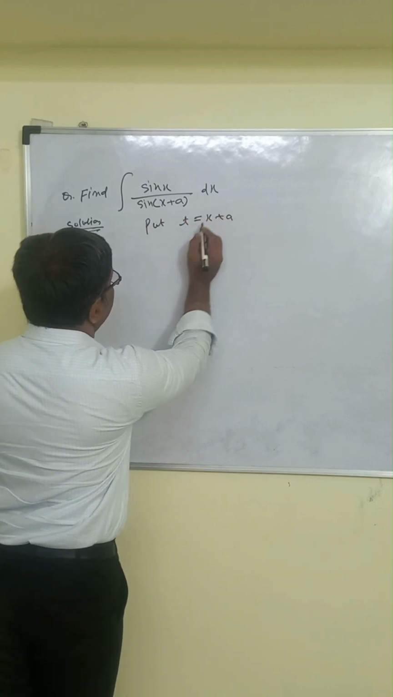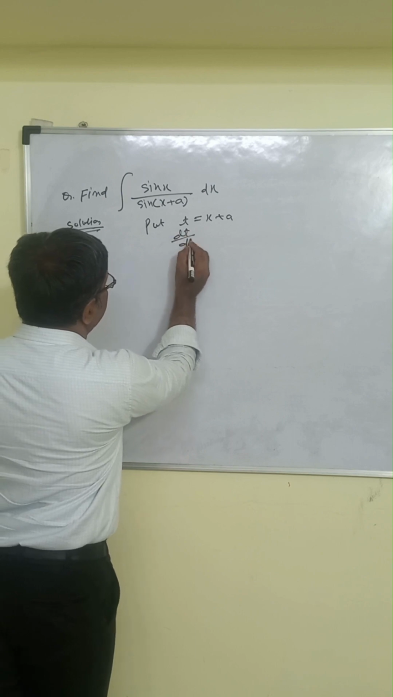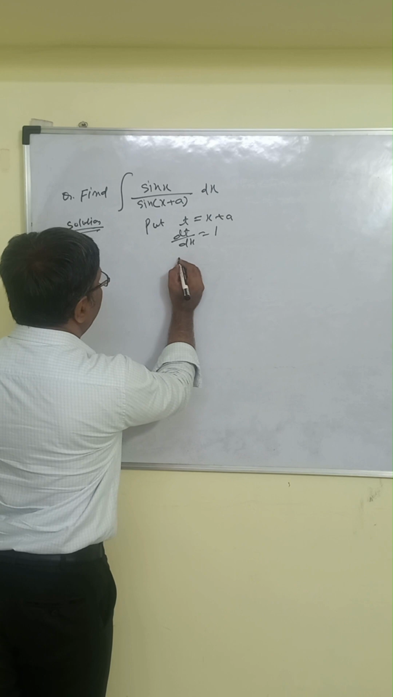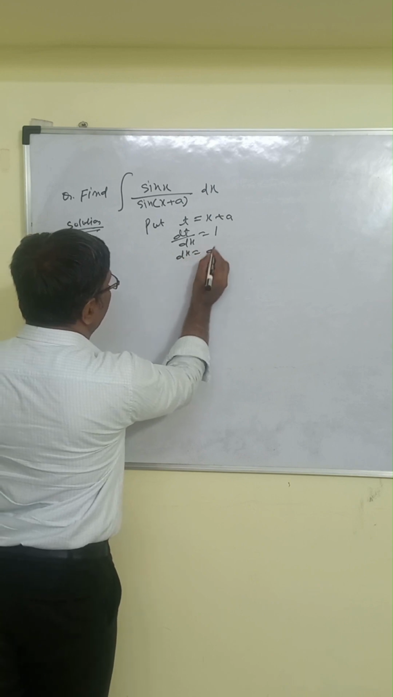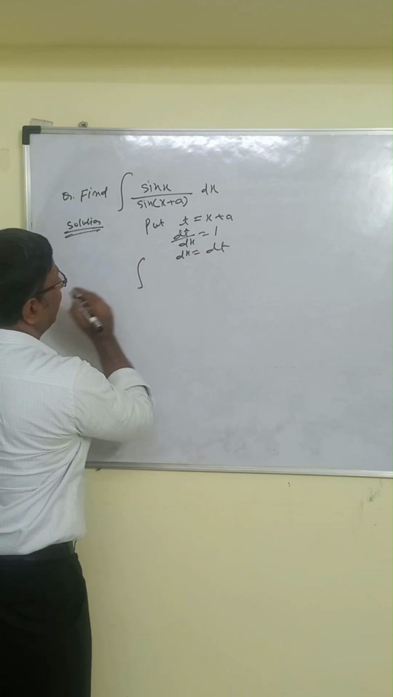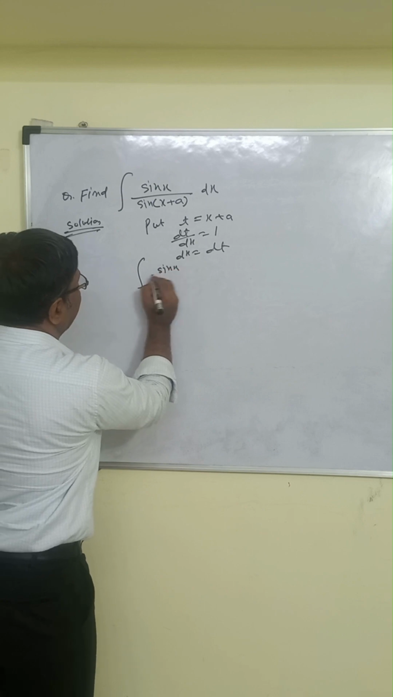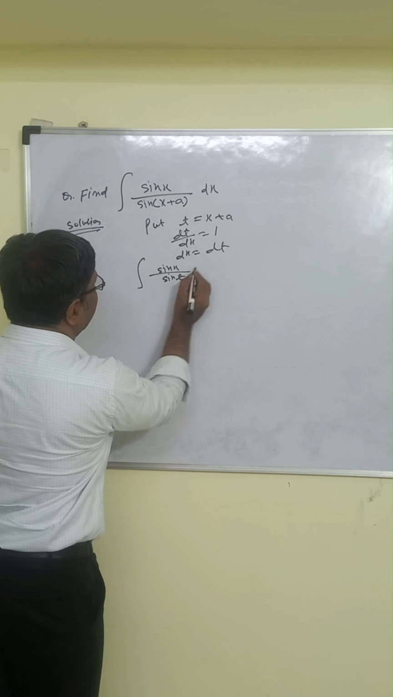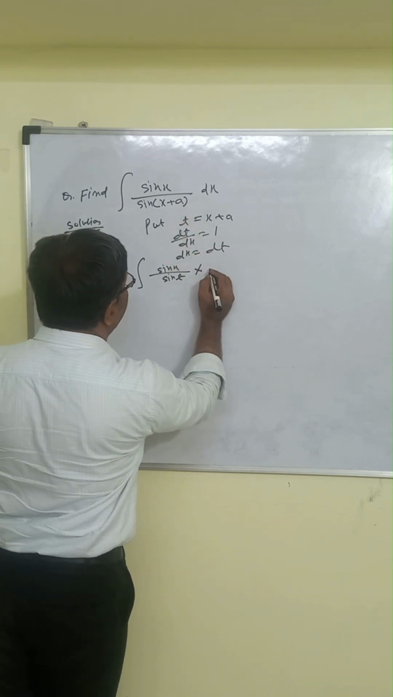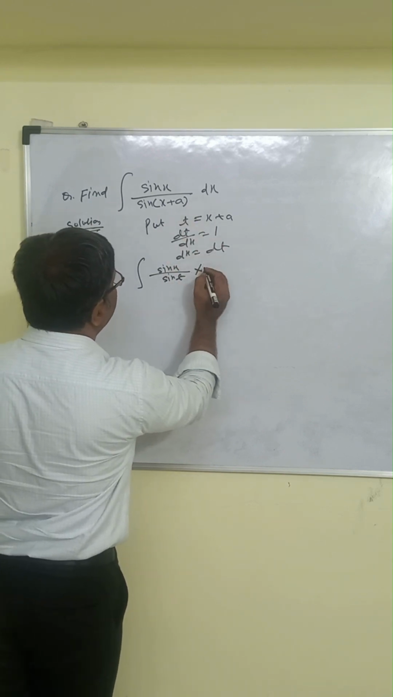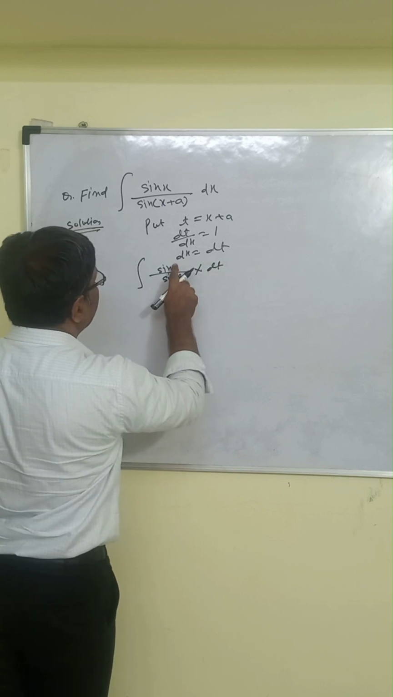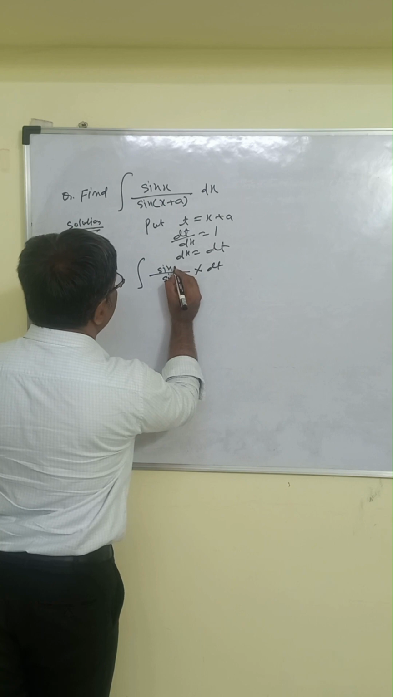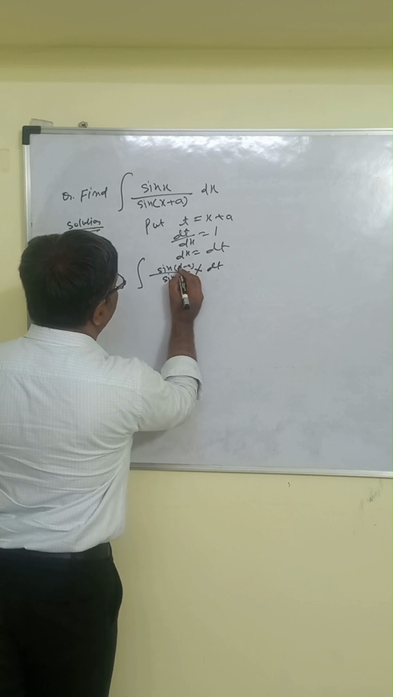x + a. So find the derivative of this: dt by dx equal to what? 1, and a is constant, so 0. So we can find here dx equal to dt. Now the integration: sin x over sin(x + a), so x + a is t, so we can write sin t. And here dx, we can write as dt. Right? So here sin x, we can write x equal to what?